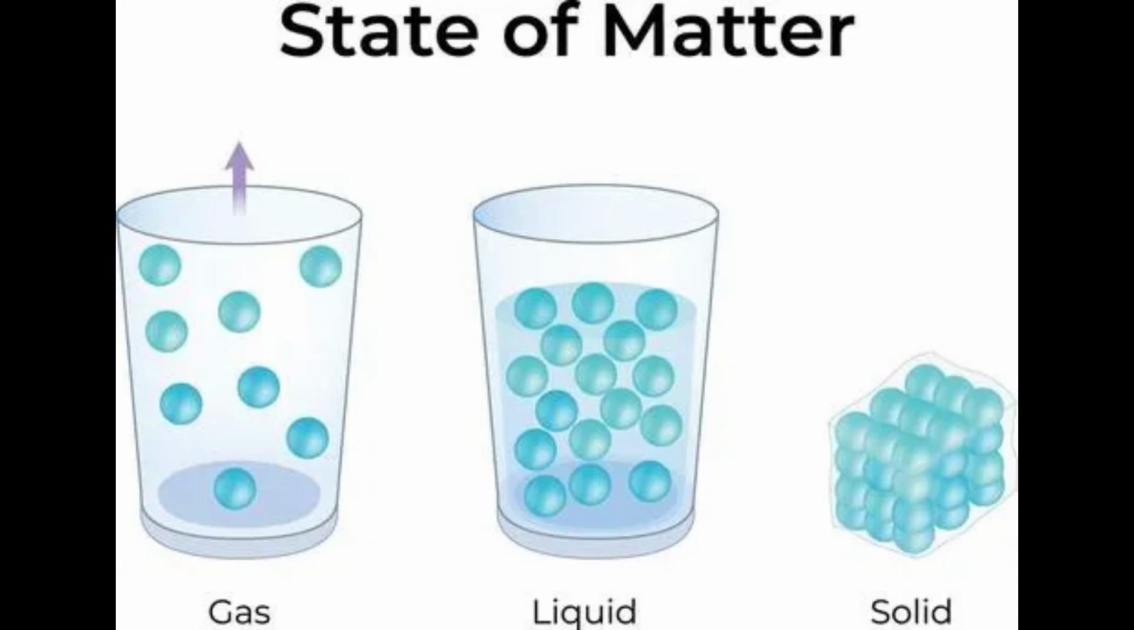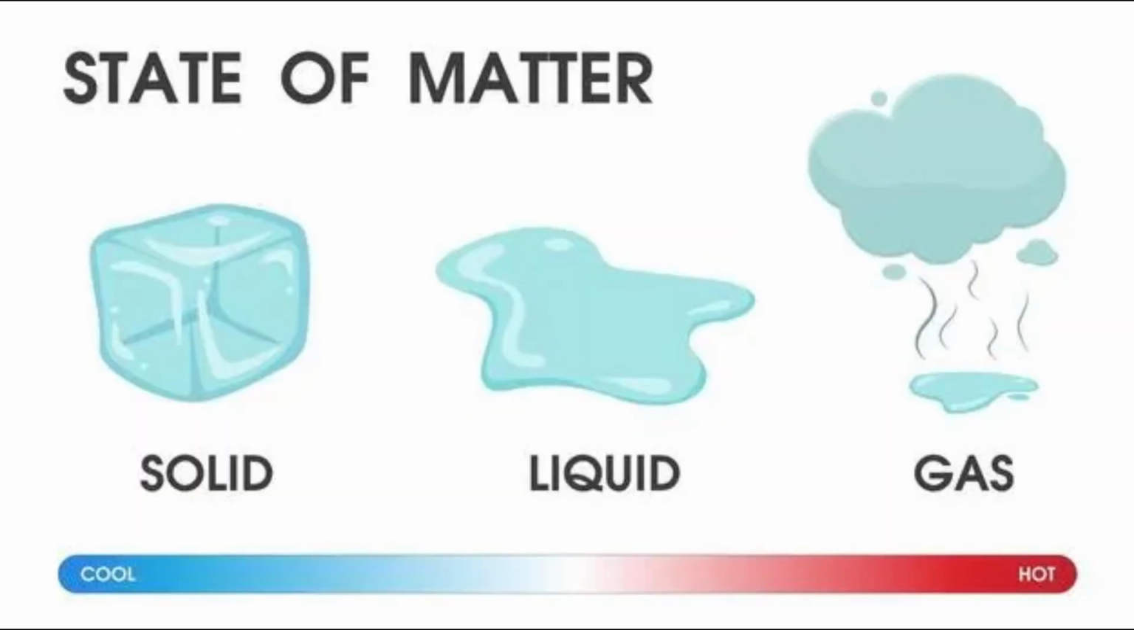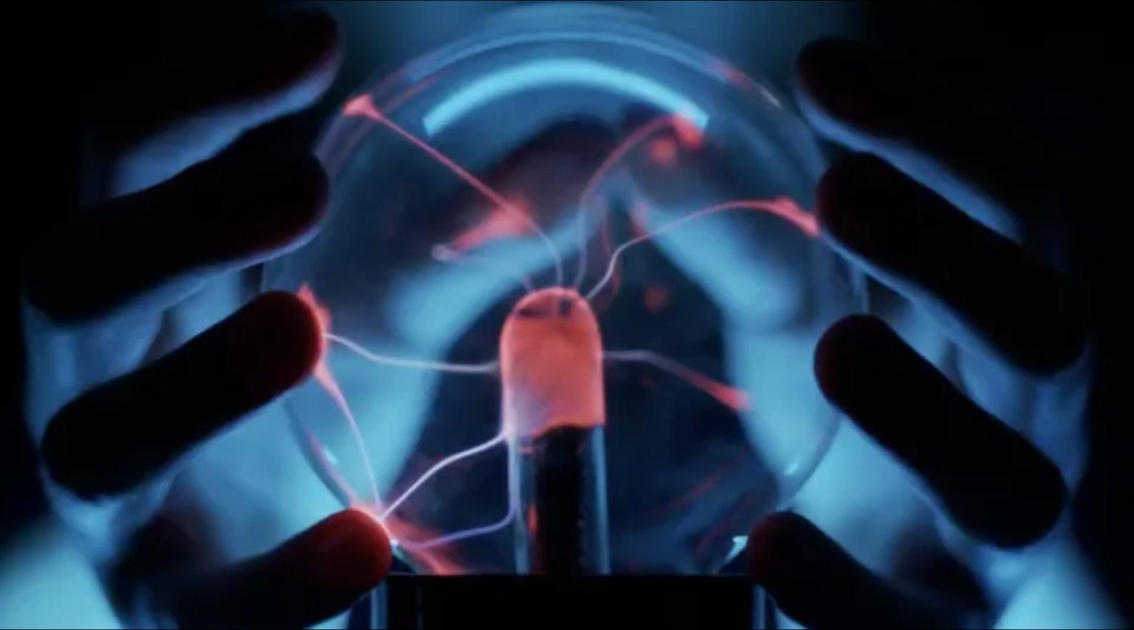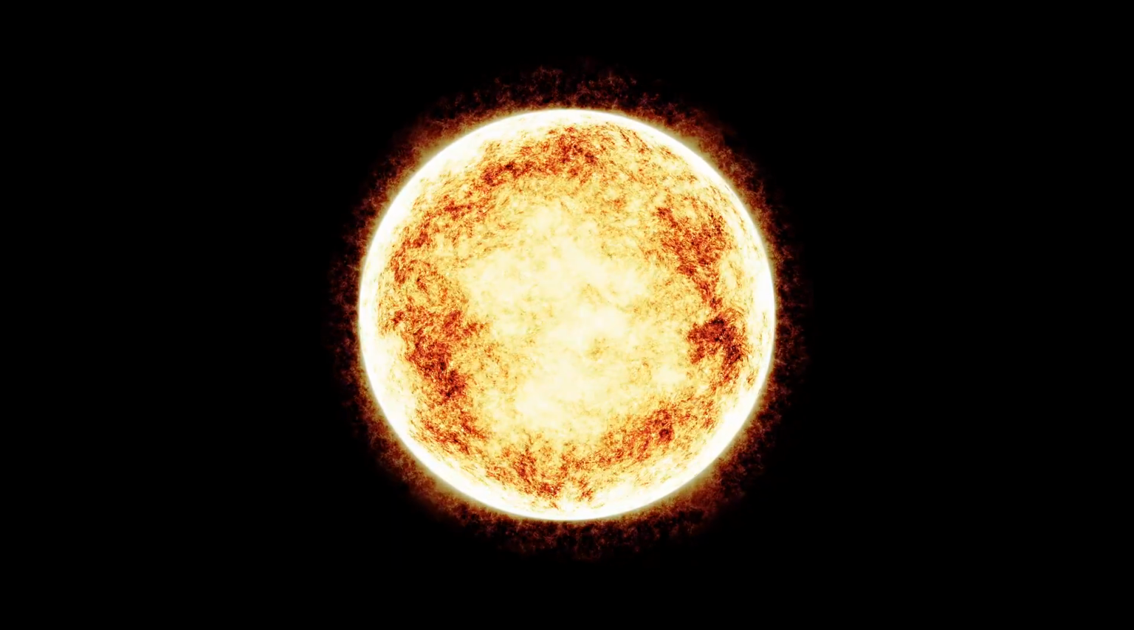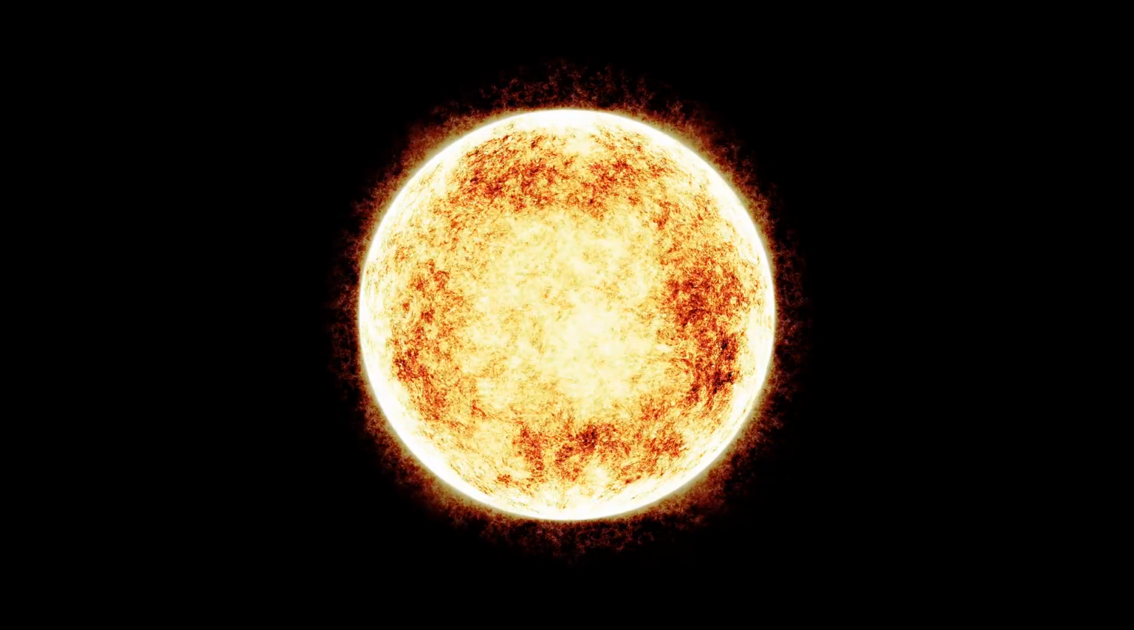Now comes gas, the third form. Particles are far apart and move freely. They spread out and fill any space available. Here's a bonus: there's also a fourth state, plasma. It's found in stars, including the sun. It's super hot and full of charged particles.